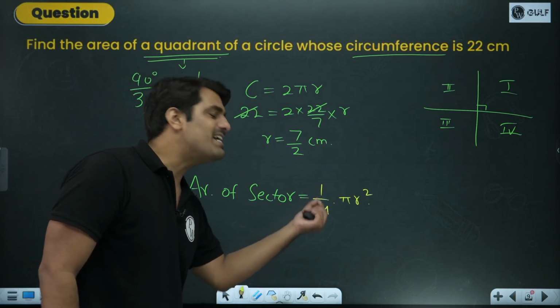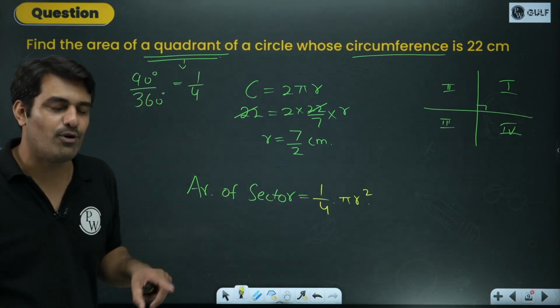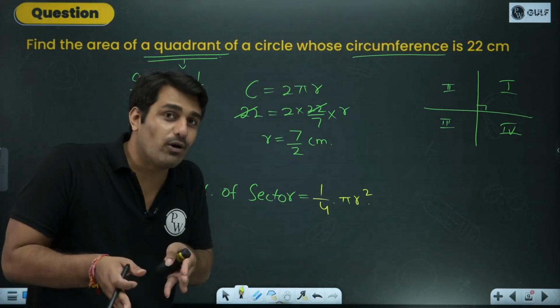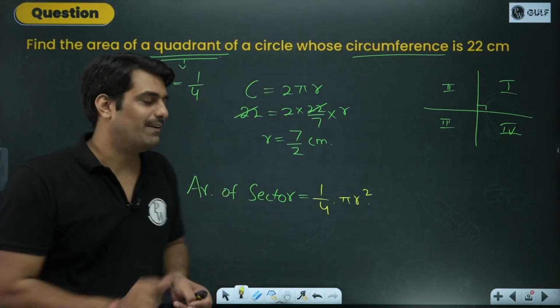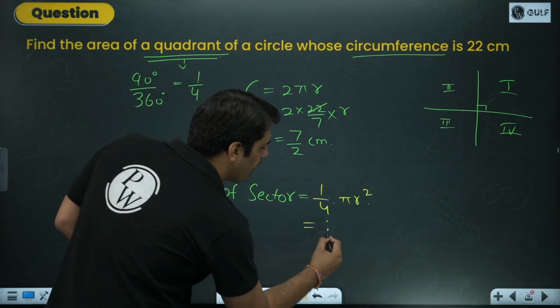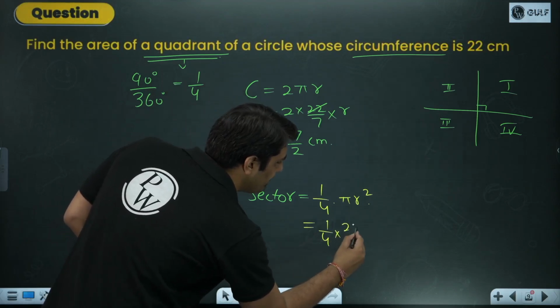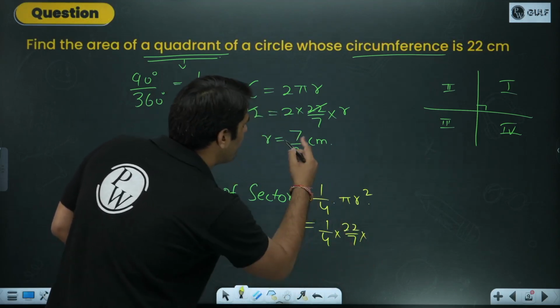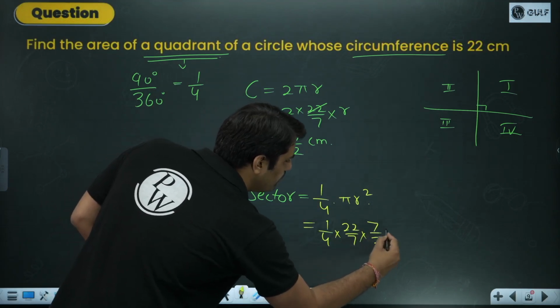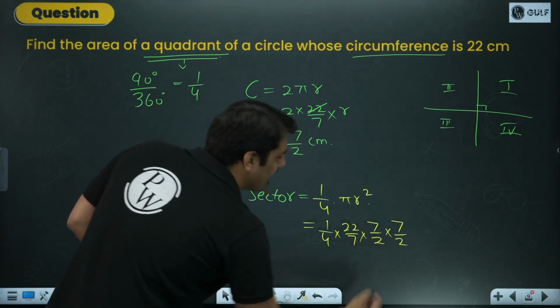Where we have 90 by 360 degrees, which is reduced to 1 by 4. The quadrant will always be 1/4 of the entire area of the circle. So putting the value 1 by 4 into pi, that is 22 by 7. The radius value we have already calculated, that is 7 by 2 into 7 by 2. So do the calculation over here.